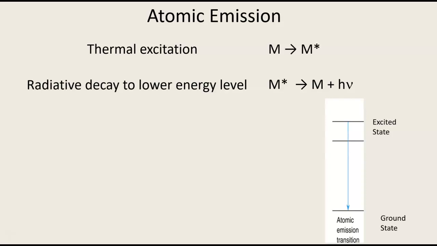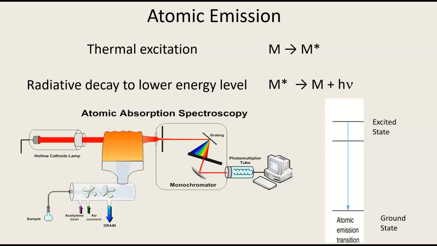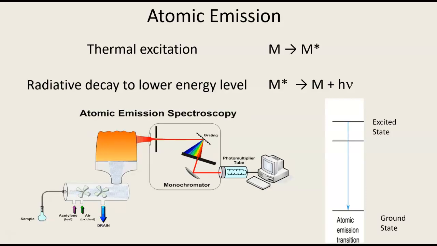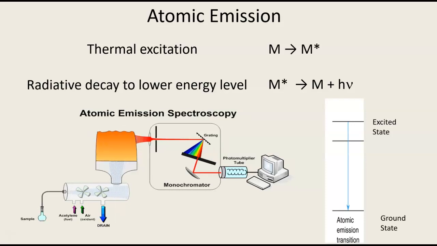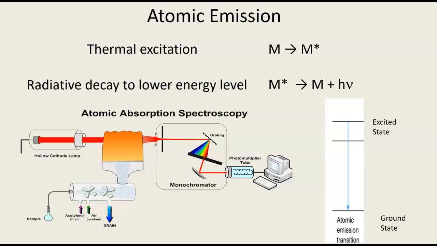Here you can see that transition going down from the excited state down to the ground state, something that you learned way back in Chem 111. And so each element has different electronic energy levels and hence different wavelengths of light, different colors that you see.